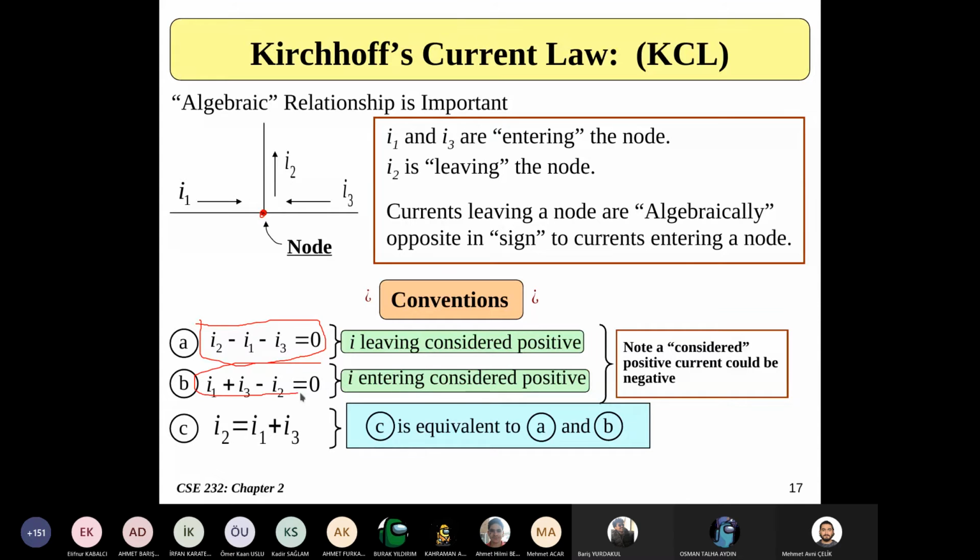B is the same thing with a different notation. It says that if you take the currents coming into the node as positive and the ones leaving the node as negative, the sum of them should be equal to 0. C says the same thing. This is the current leaving the node in our example, and these two are the currents coming into that node. So the summation of them, this portion, should be equal to this portion.